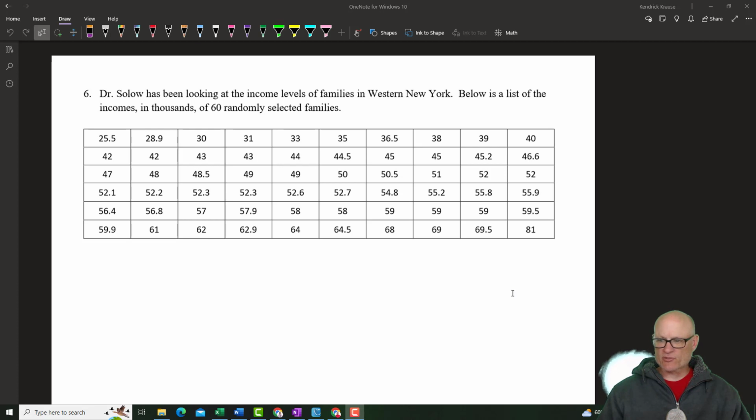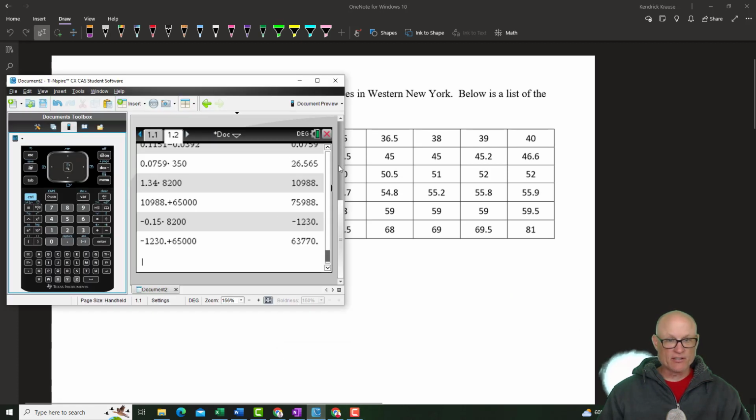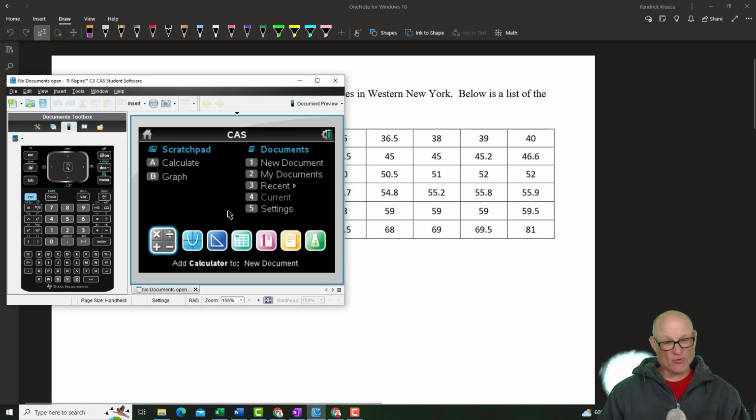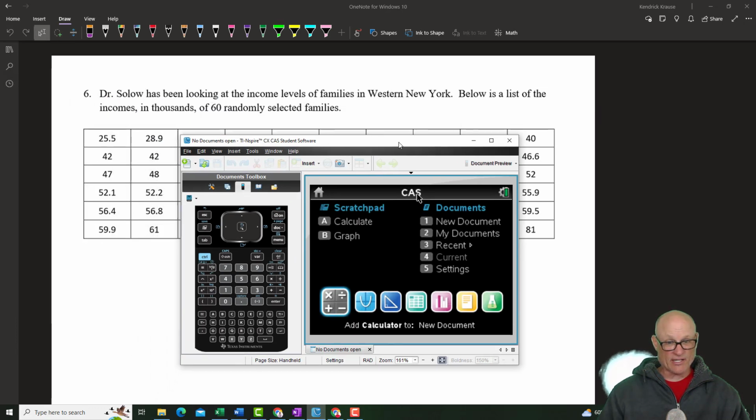All right, so we're on the last question. I cheated a little bit. I already got this data in. The nice thing is you don't have to type it in. The one on the test does have, I think, 40 numbers on it, so you're going to want to make sure you put those in accurately.